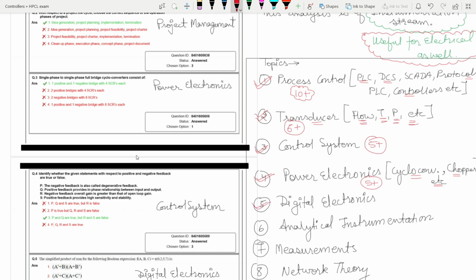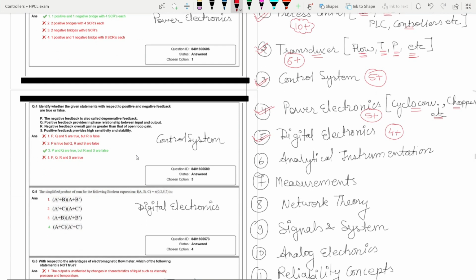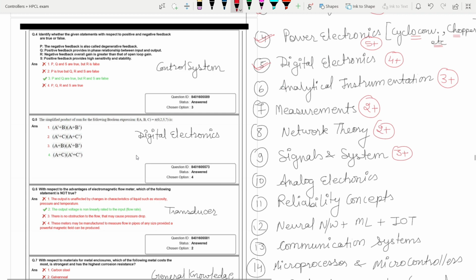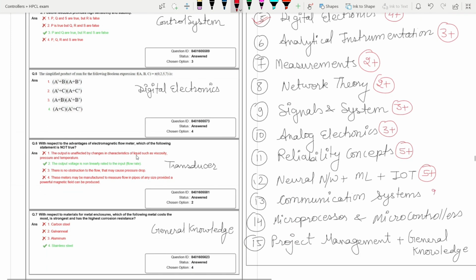So the next important topic is digital electronics. Again, from digital there are nearly 4+ questions. From analytical instrumentation, there are around 3+ questions, and from measurement, nearly 2+ questions. From network theory, the same, 2+ questions. From signals and systems, nearly 3 questions were asked, and from analog electronics also, generally we have 3+, nearly 3 to 4. Reliability concepts, around 5 questions were asked, and from neural networks, ML, IoT, they also had 5+. From communication systems, nearly 2 questions.